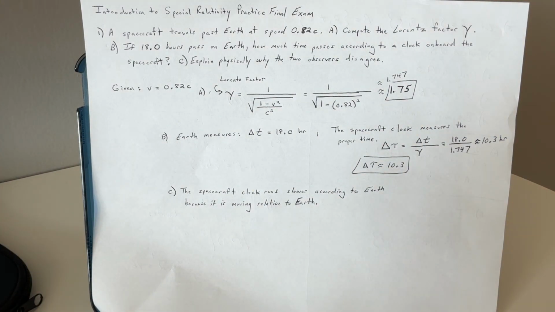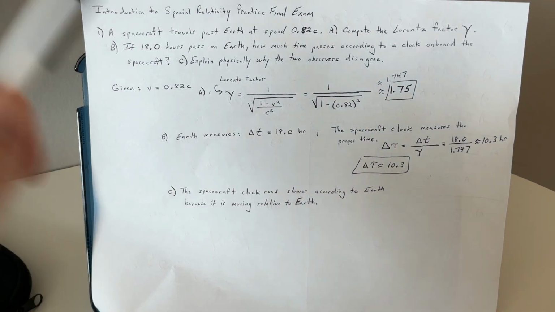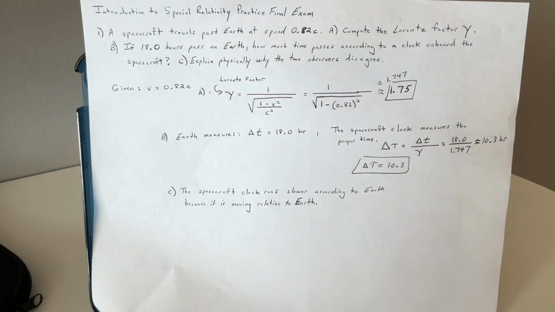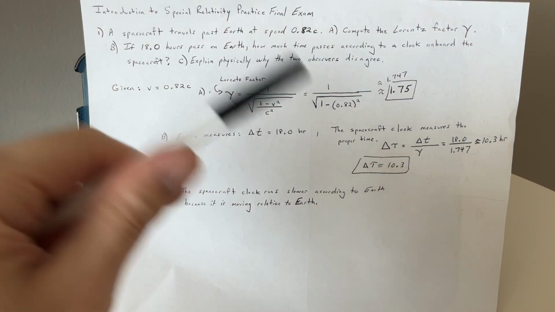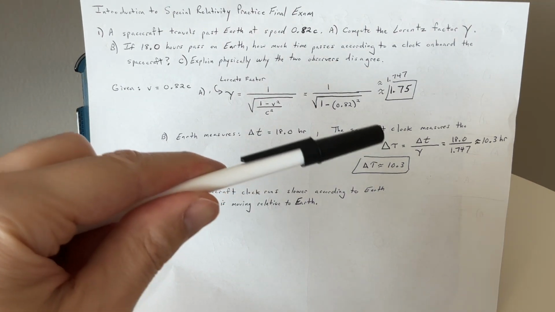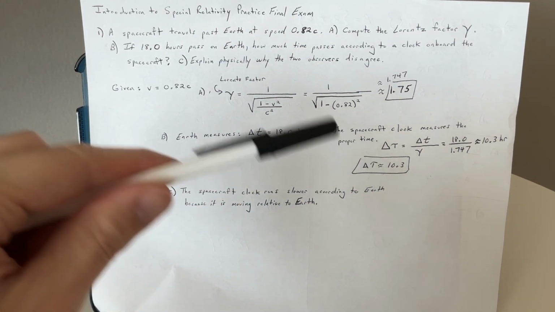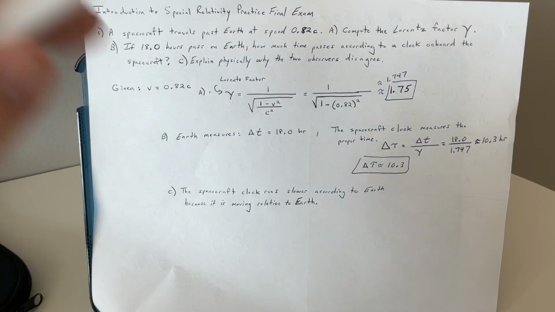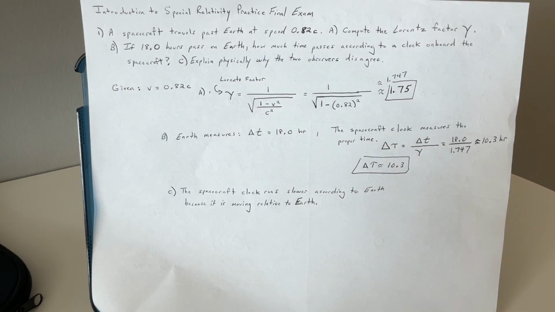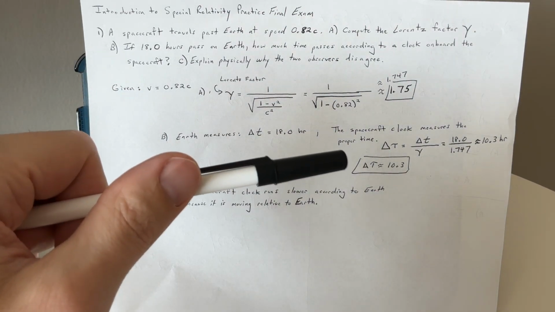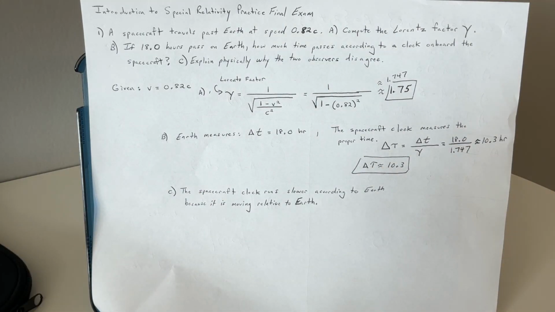Part B. Earth measures the change in time as 18.0 hours. The spacecraft clock measures the proper time. All we have to do here is delta t naught equals delta t over gamma. We get 18.0 over 1.75, that 1.747, which is about 10.3 hours. So that change is 10.3 hours. So that's for letter B.